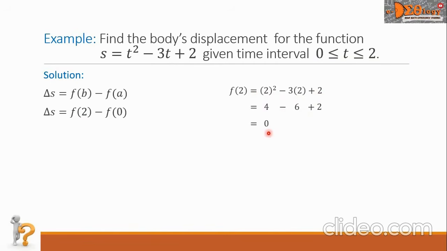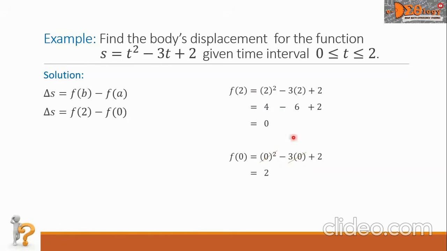Next, let us evaluate f(0). So we have 0² − 3 times 0 + 2. This 0² and the 3 times 0 will only be 0. So our f(0) is equal to 2.